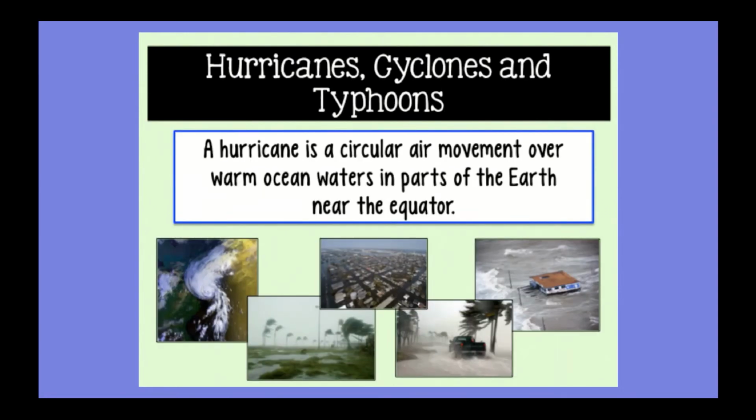All right, hurricanes, cyclones, and typhoons. Oddly enough, these are all the same phenomena. It just depends on where they occur. So a hurricane is a circular air movement over warm ocean waters in parts of the earth near the equator. So when you think near the equator, if we were to split planet Earth in half horizontally, the equator is the line that separates those two halves.